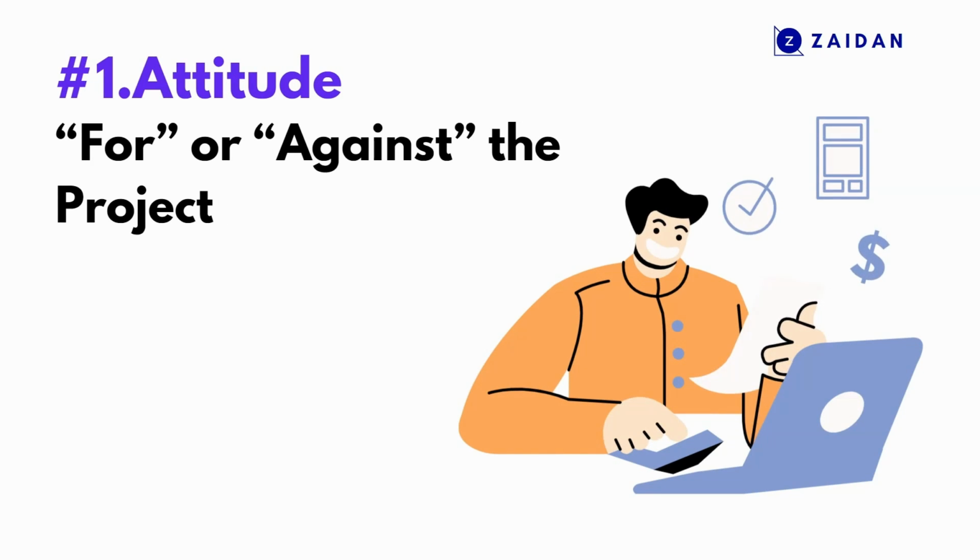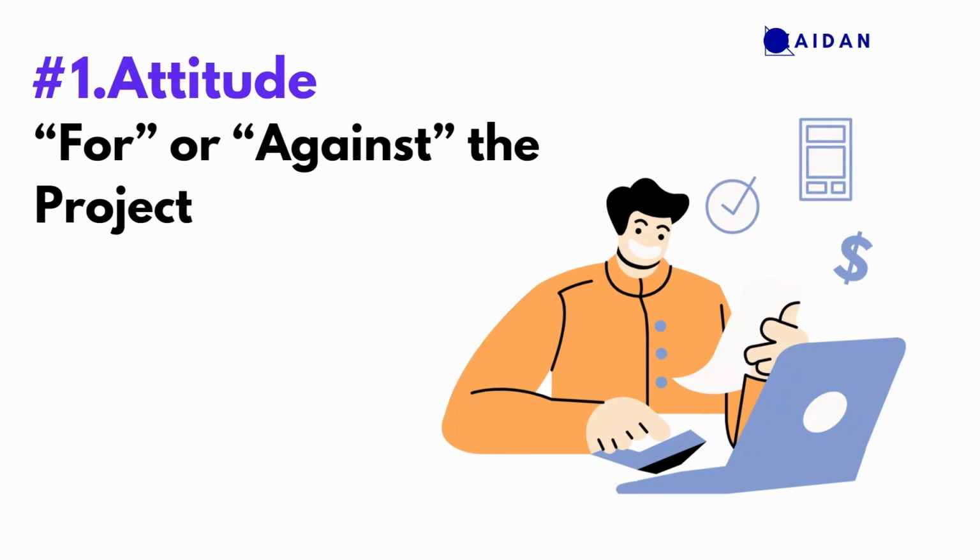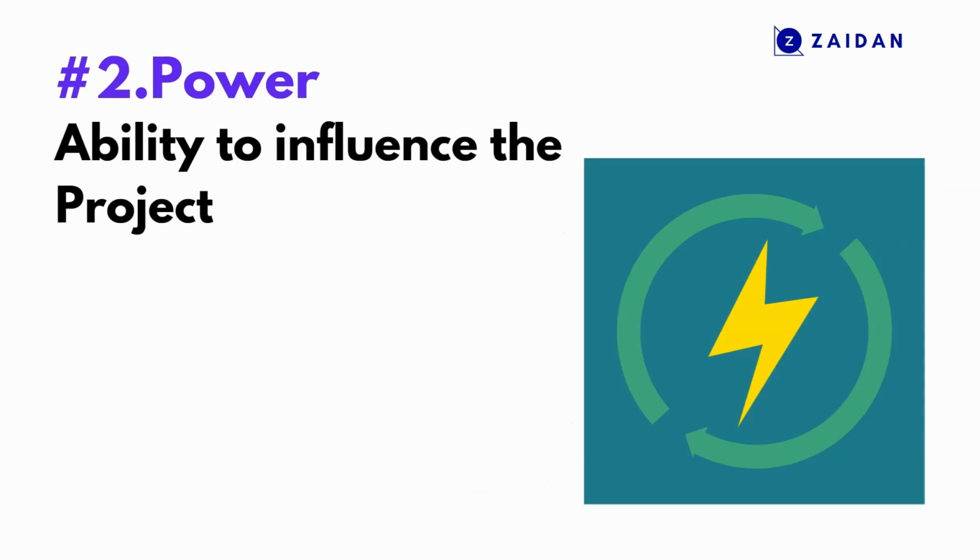Attitude. This determines whether the stakeholder is for or against the project. Power is the degree of ability of the stakeholder to do what they want with the project and how they want to do it. Power is associated with authority.